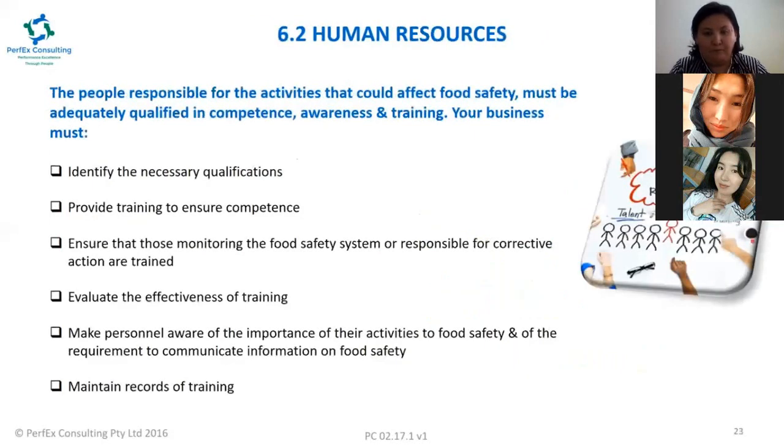The people responsible for activities that could affect food safety must have the relevant qualifications, competence, awareness, and training. Your business must identify all the necessary qualifications, provide the training, ensure those monitoring food safety systems or responsible for corrective actions are appropriately trained, evaluate the effectiveness of this training, make personnel aware of the importance of their activities with regard to food safety, and maintain records of completed training.